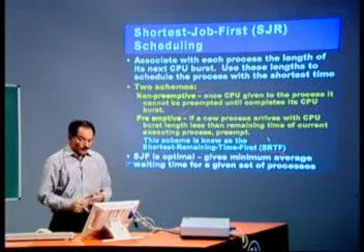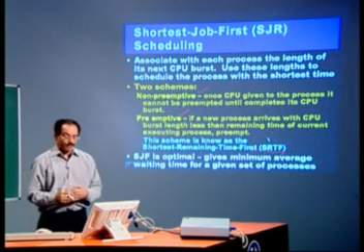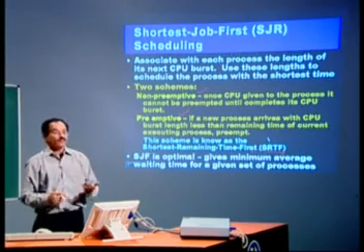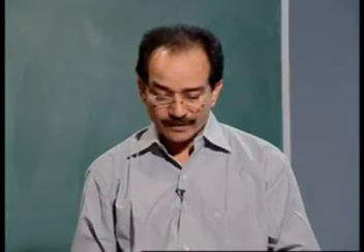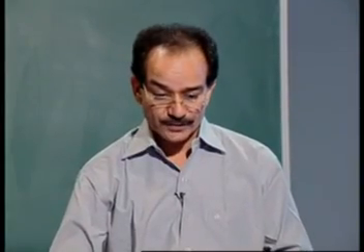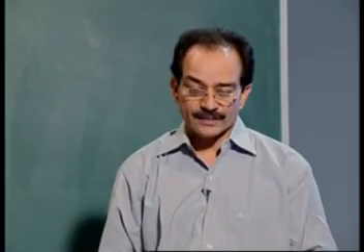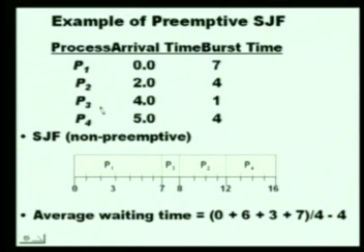Now, in case of a shortest job first algorithm, that gives us the minimal average waiting time for a given set of processes, because we are going for the shortest job first. That way it will give you the minimal waiting time. Maybe I will show you the simulations. Let us say we have got this preemptive shortest job first. Let us say we have got these processes P1, P2, P3, P4, and they arrive at this particular moment, and these are the burst times which are required.